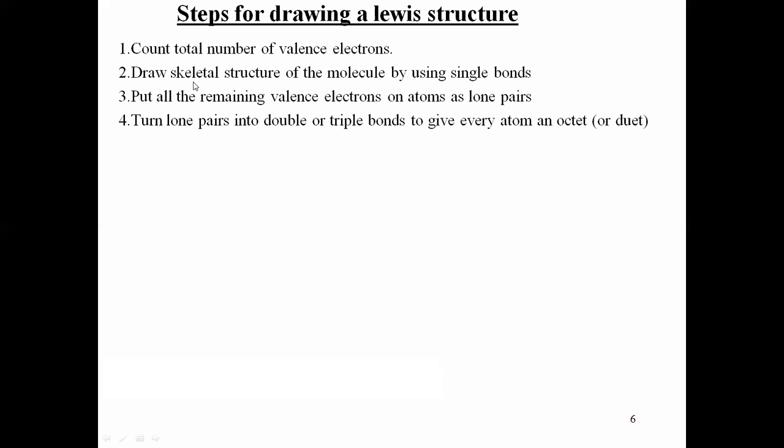The first step is to count the total number of valence electrons. The second step is to draw the skeletal structure of the molecule by using single bonds. The third one, put all the remaining valence electrons on atoms as lone pairs. And the fourth one, turn lone pairs into double or triple bonds to give every atom an octet or duet. Let us take some examples and understand it.